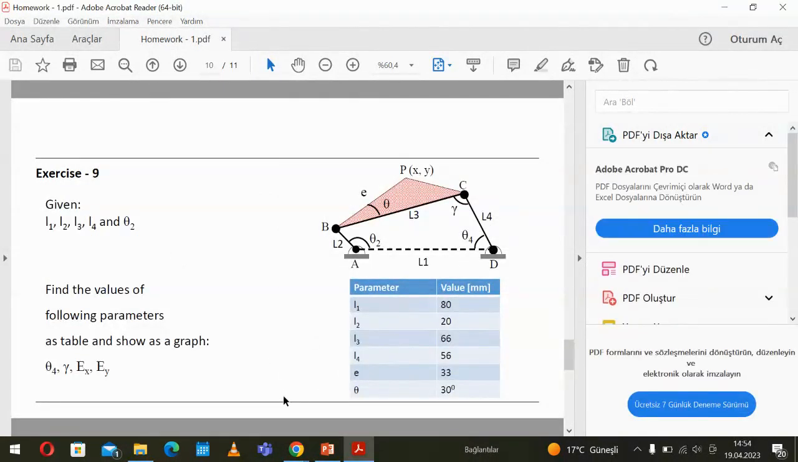In the question it says that theta2 is given, while it's not given in the problem. So how can I solve this problem? Theta2 is the driver angle. We use it as the driver. So you can increase theta2 1 by 1 or 5 by 5 or 10 by 10 in order to complete the 360 degrees.